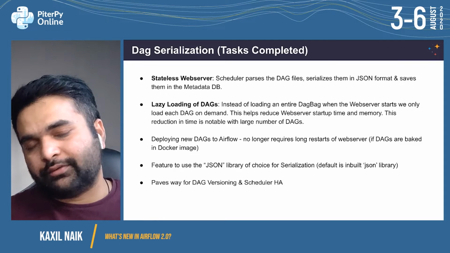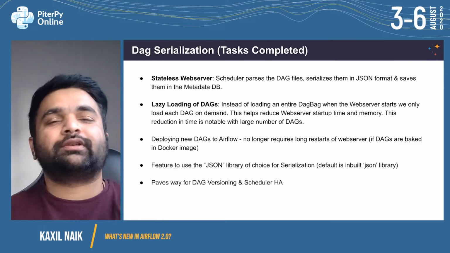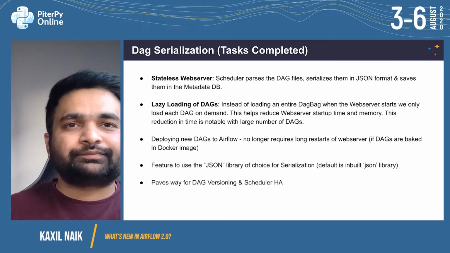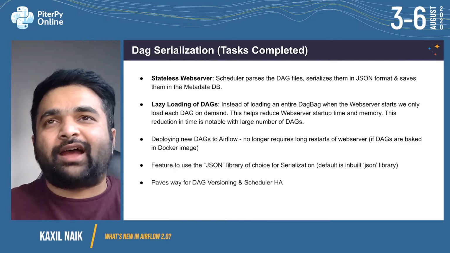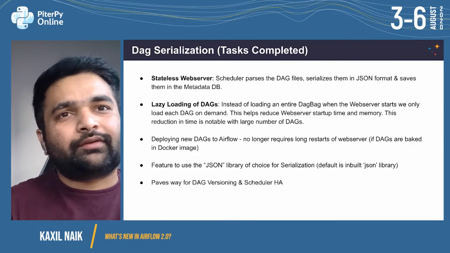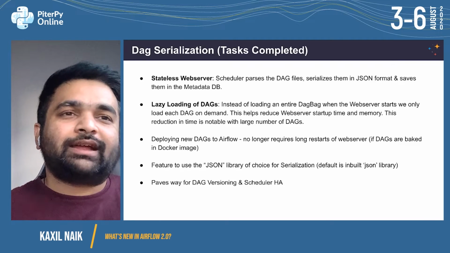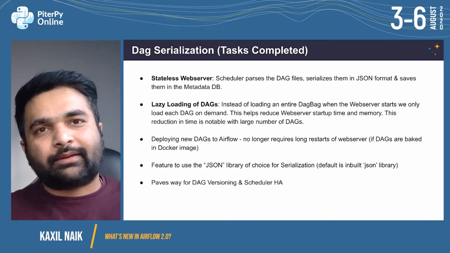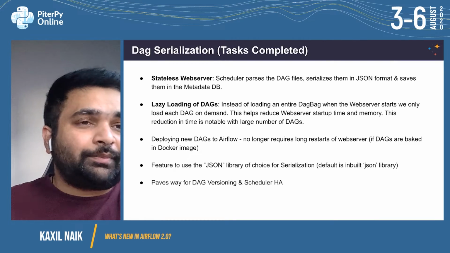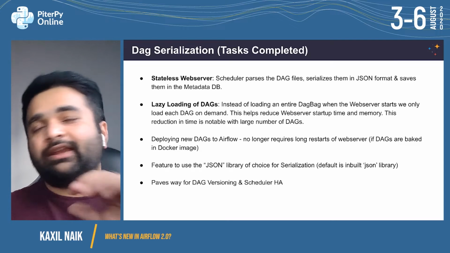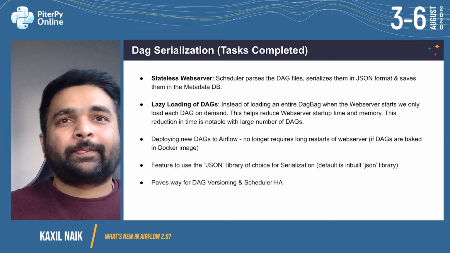For those of you who don't know what worker refresh interval is, it's the time after which the Gunicorn workers in the web server are restarted. So you can increase that number to around 5 minutes, half an hour, 1 hour, 24 hours, because your workers don't need to be restarted. Previously, they used to restart the workers so that they could fetch the new DAG files, but with DAG serialization, it's no longer needed. This also paves the way for DAG versioning and scheduler HA. The entire work of scheduler HA was based on the serialized DAG representation.